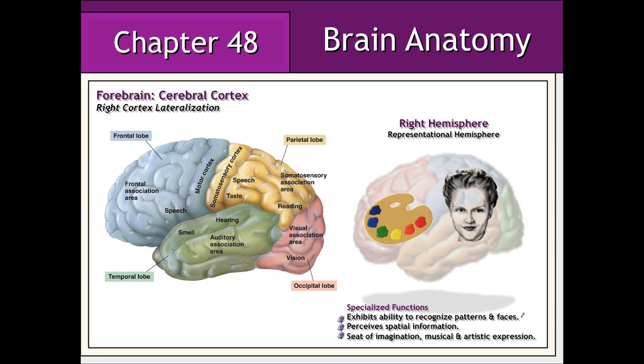In contrast to the left cerebral hemisphere, the right cerebral hemisphere also exhibits a high degree of lateralization for certain activities. One of those is the ability for this region of the brain to recognize patterns as well as faces. So we owe the ability to recognize the face of people close to us to this region of the brain. The right cerebral hemisphere is also specifically adapted for helping us to negotiate the world around us in terms of helping us judge the spatial relationship or how objects relate to each other in space. This is also the cerebral hemisphere that is adapted for artistic expression.